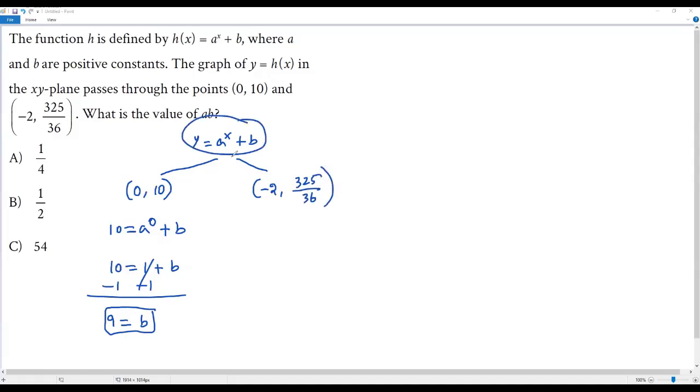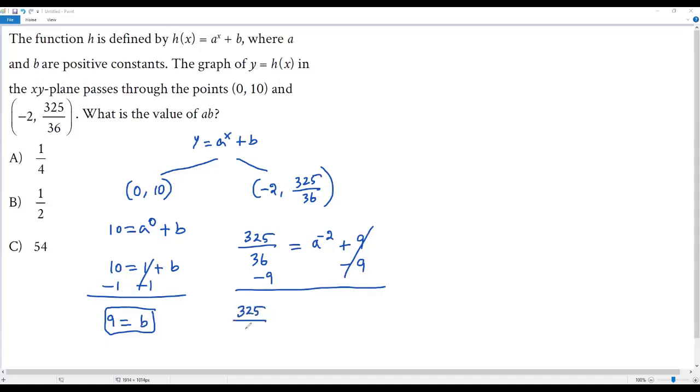Since the graph of this function passes through this point, we can plug it into the function. That is, I plug in negative 2 for x and 325 over 36 for y. So 325 over 36 equals a to the negative second power plus b, and for b we already got the value 9. To solve for a, I have to isolate a, so I subtract 9 from both sides. Positive 9 and negative 9 cancel out. I'm getting 325 over 36 minus 9 equals a to the negative second power.